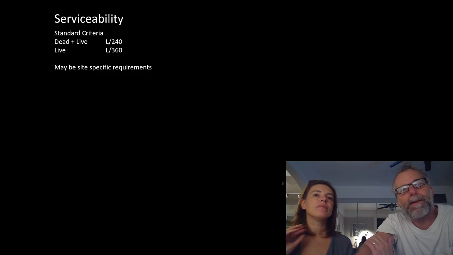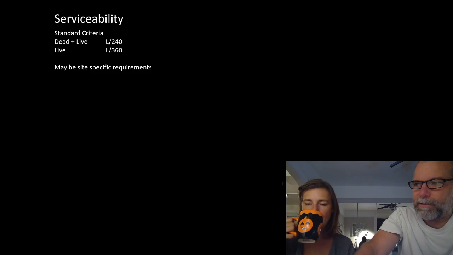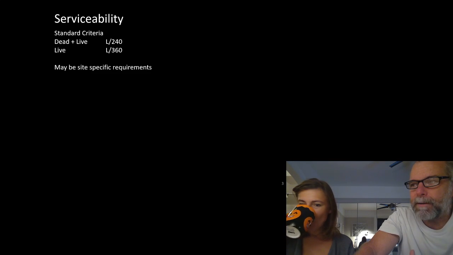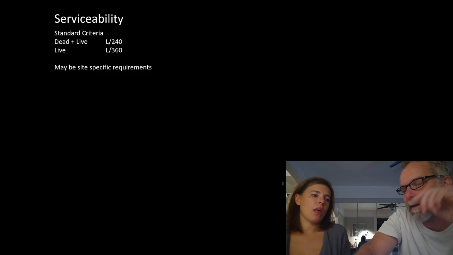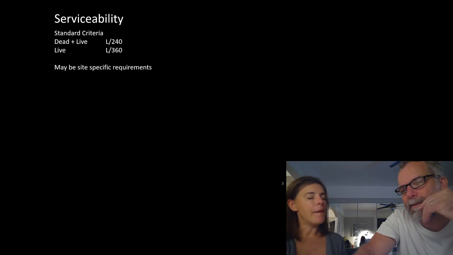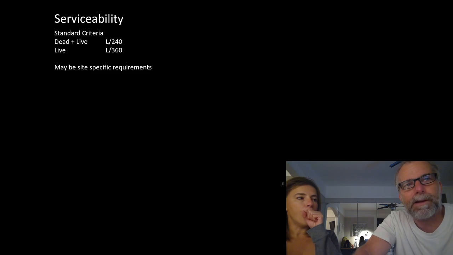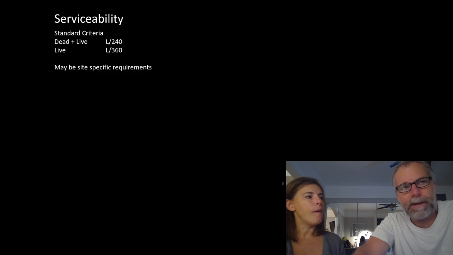So serviceability criteria. We obviously have to make it safe for strength. We have to make it strong enough for safety, and we have to make it stable. It can't tip over. But then we've got serviceability criteria. So it's got to be usable. It's got to be comfortable to walk on. Normal criteria would be dead and live L over 240 and live L over 360.